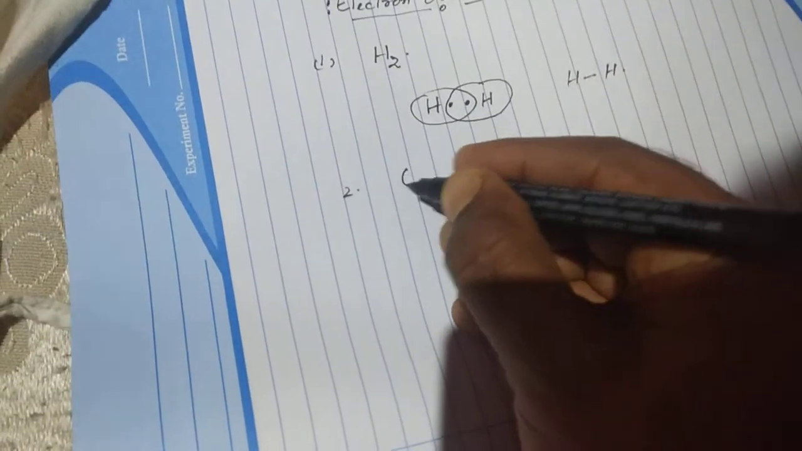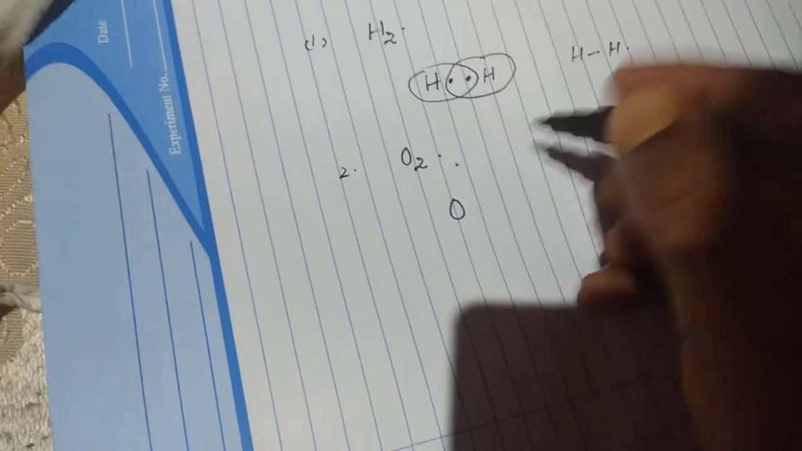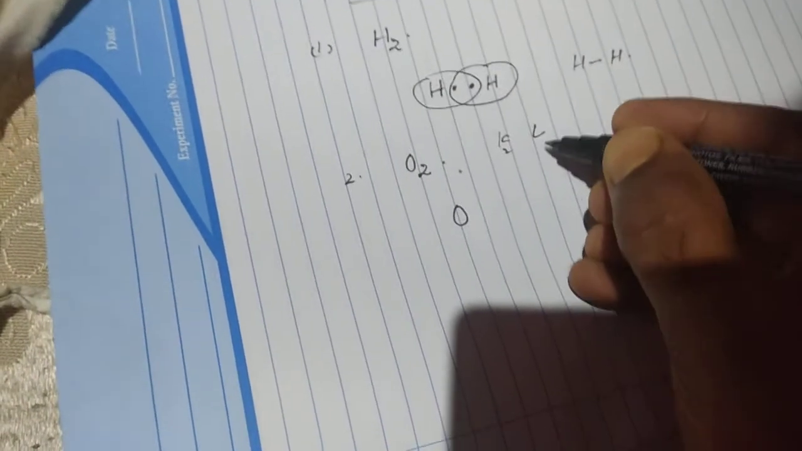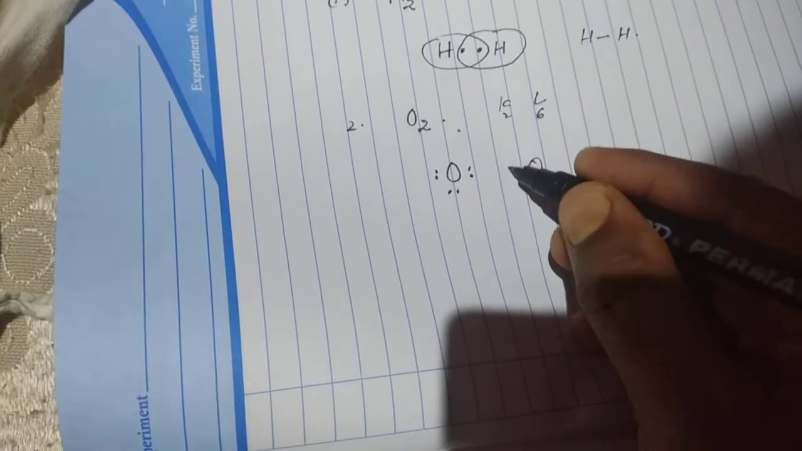Number two, oxygen molecule. Now oxygen has the atomic number 8 and it contains 6 valence electrons. Means the K shell contains 2 electrons, the L shell contains 6 electrons, atomic number 8. So its valence electrons are 6: 1, 2, 3, 4, 5, 6. Another oxygen: 1, 2, 3, 4, 5, 6.